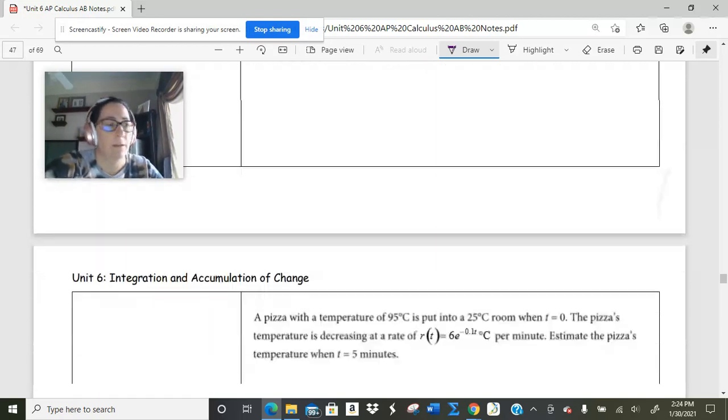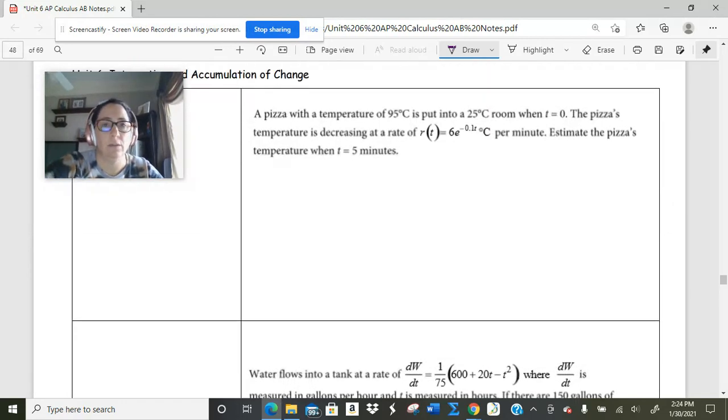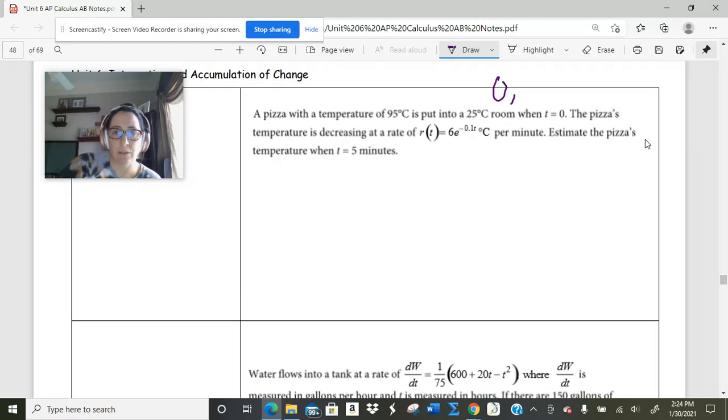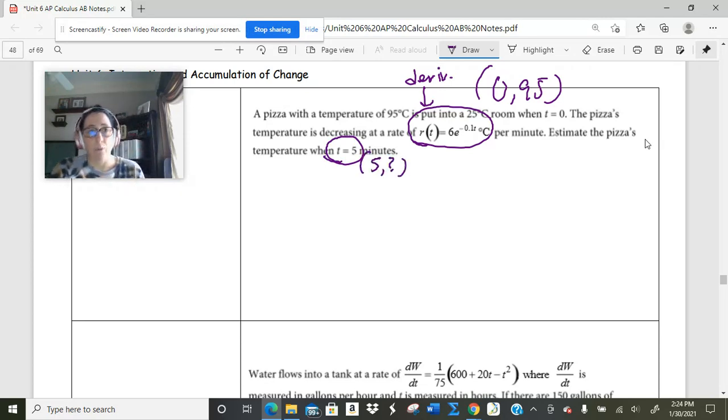Okay. Let's do the next page. Pizza temperature when time is 0. Okay, so at time 0, I know I have a temperature of 95. So I'm kind of given that point. And here is the rate. So here's the first derivative. And I want to know what's the temperature at 5. So I'm looking for another point. So I have a point, I have a derivative, and I'm looking for another point.